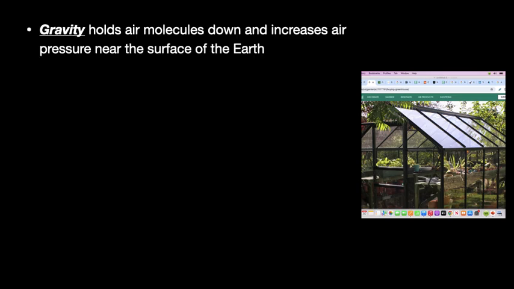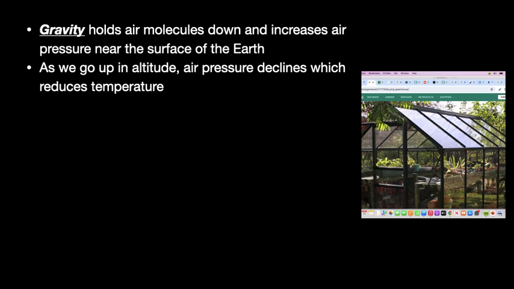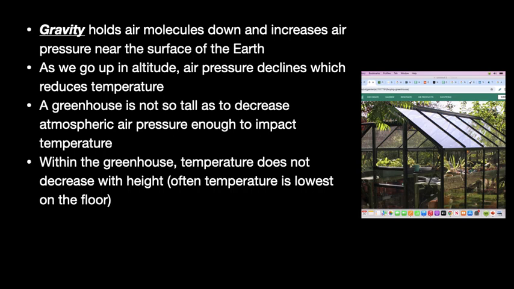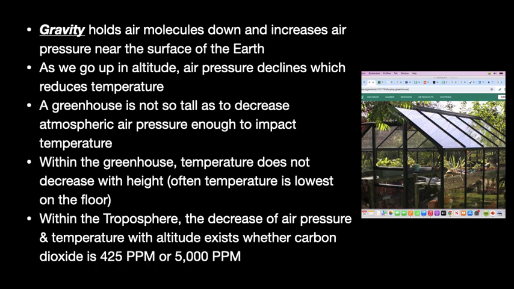So we know gravity holds air molecules down, and it increases the air pressure near the surface of the Earth. As we go up in altitude, the air pressure declines, which reduces temperature. A greenhouse is not so tall as to decrease atmospheric air pressure enough to impact temperature. Within the greenhouse, the temperature does not decrease with height, and often the temperature is lowest on the floor because of that little transfer of heat called convection. Within the troposphere, the decrease of air pressure and temperature with altitude exists because gravity exists, whether carbon dioxide is 425 parts per million or 5,000 parts per million.